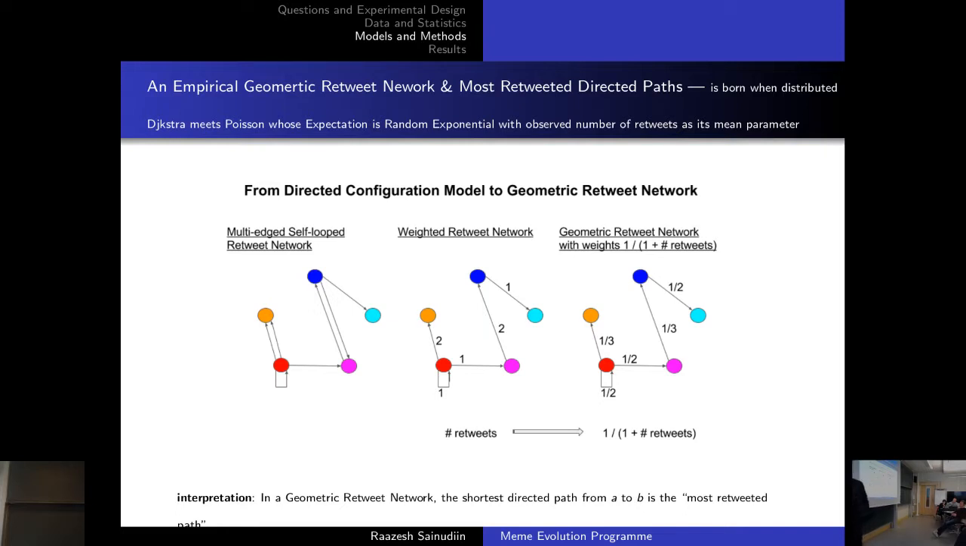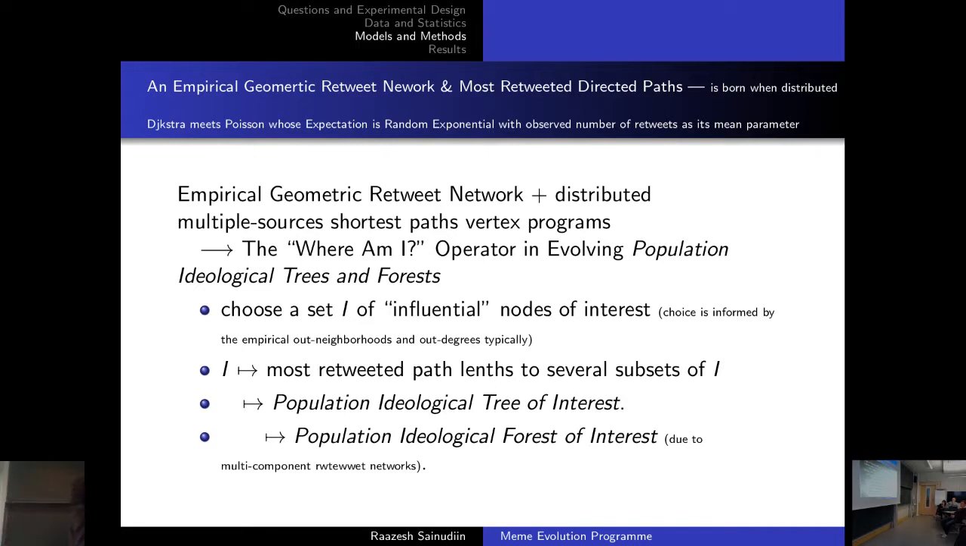So there's a probabilistic justification for it, but this is the interpretation, right? In a geometric retweet network, the shortest directed path from A to B is the most retweeted path, okay? In a very intuitive sense, because I'm using this inverse proportionality. Now, why should I use 1 over 1 plus the number of retweets? Why can't it be 1 over, whatever, 800 plus? I don't want 800 plus, because it will destroy the signal.